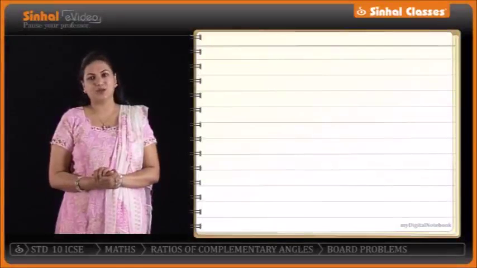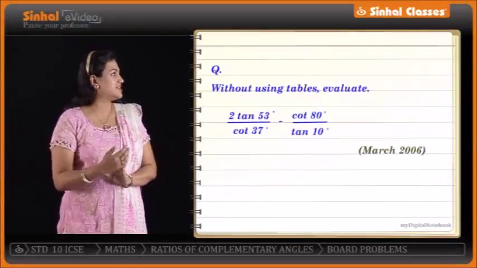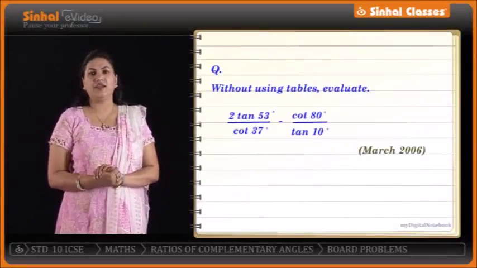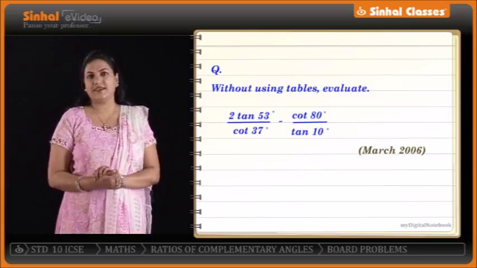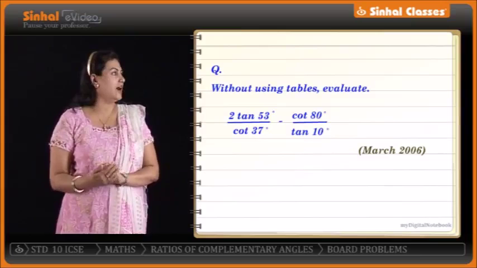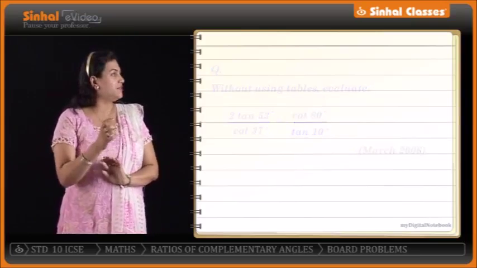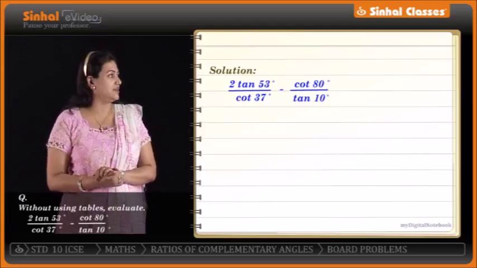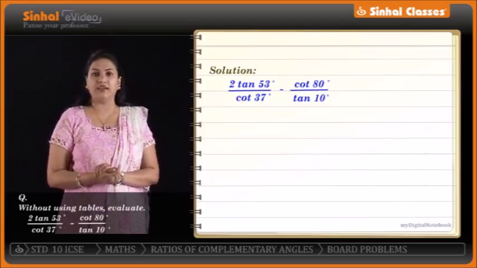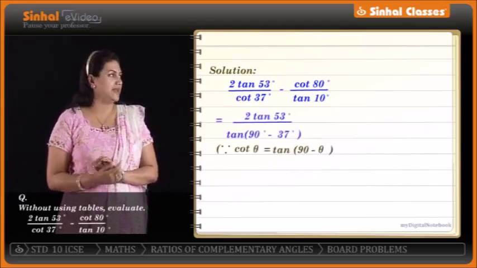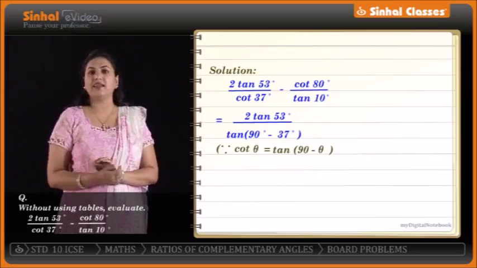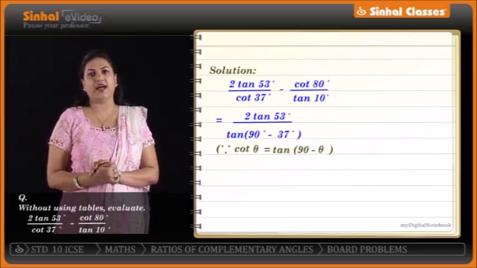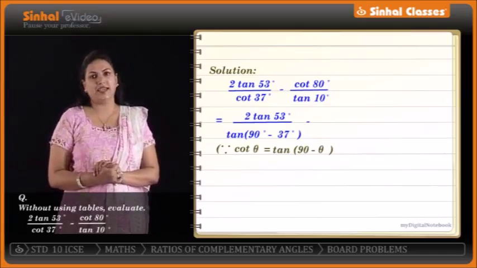Now we take the March 2006 board question, which is, without using tables, evaluate 2 tan 53 upon cot 37 minus cot 80 upon tan 10. Now in the first term, we have tan and cot. We write one ratio in terms of the other. So we can write cot in the denominator as tan 90 minus 37. And in the second term, we have cot and tan. So we write cot in the numerator as tan 90 minus 80.